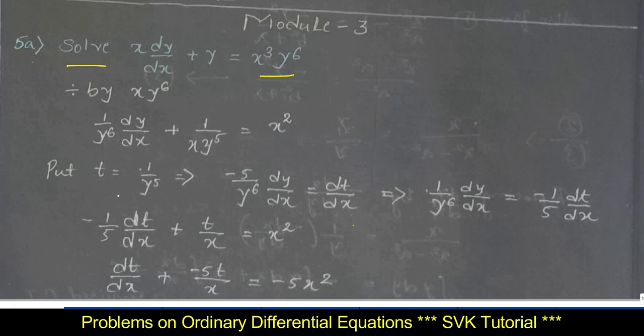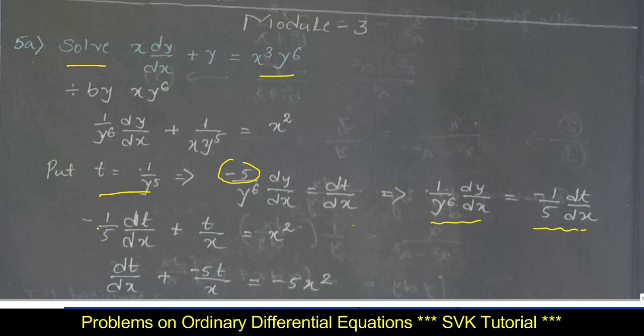So I am going with the substitution, put t equal to 1 over y power 5. If I go with the substitution, I am going to get minus 5 by y power 6 dy by dx, which is equal to dt by dx, since the derivative of 1 over y power 5 is minus 5 by y power 6. So we have extra term as minus 5. So divide by minus 5 on both sides. I am going to get 1 over y power 6 dy by dx as minus 1 over 5 dt by dx.